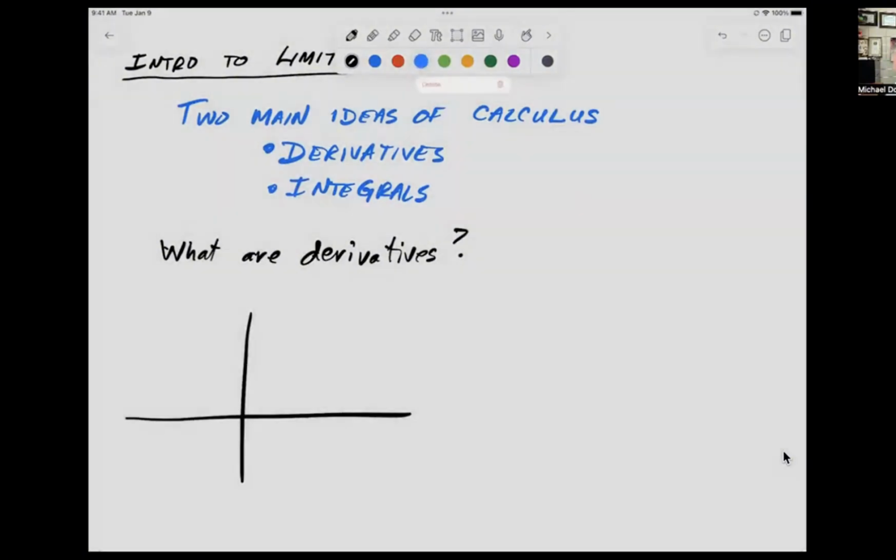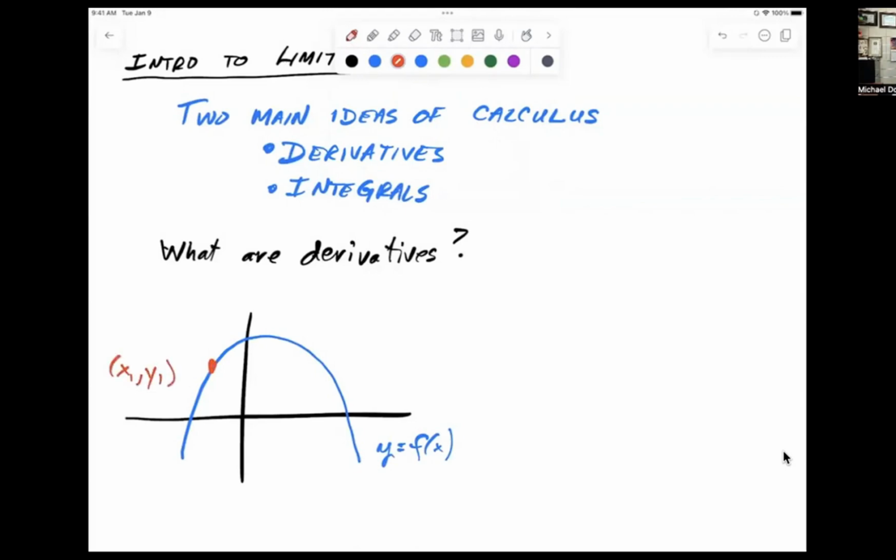So suppose I have a graph of a function that looks like this. We'll call this y equals f of x. We're going to take a point on here, right here. We're going to call this point x1, y1. So here's x1, and there's the y1 value is here. All right, what I want to do in calculus for derivatives is find the slope of this green line. What is the slope of that line?